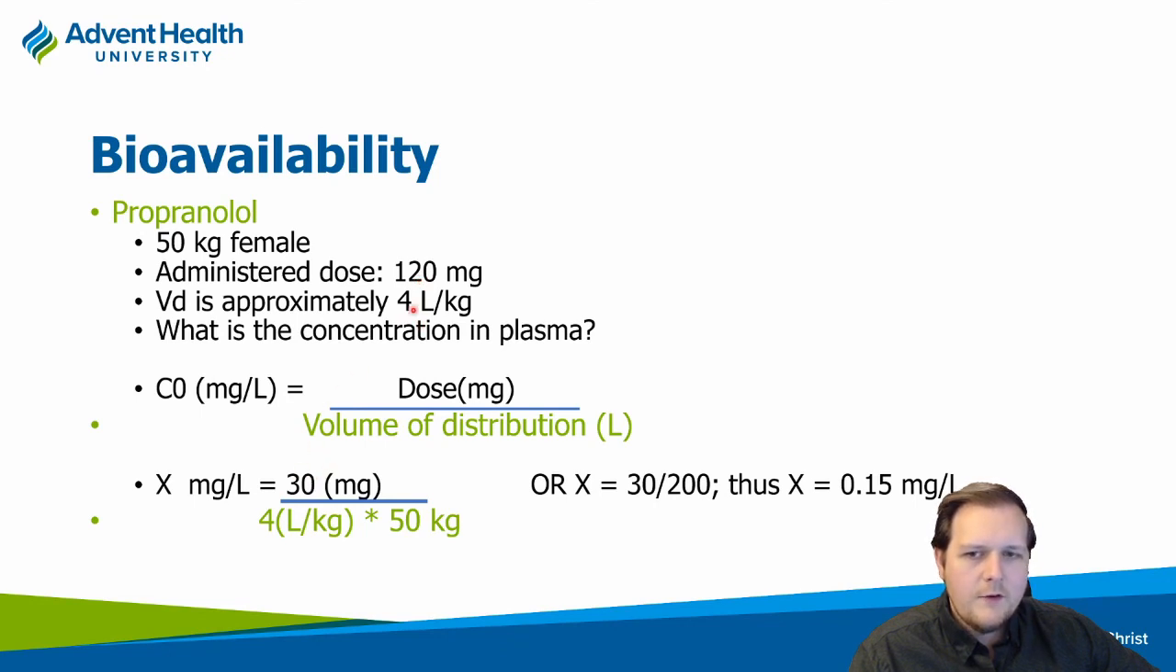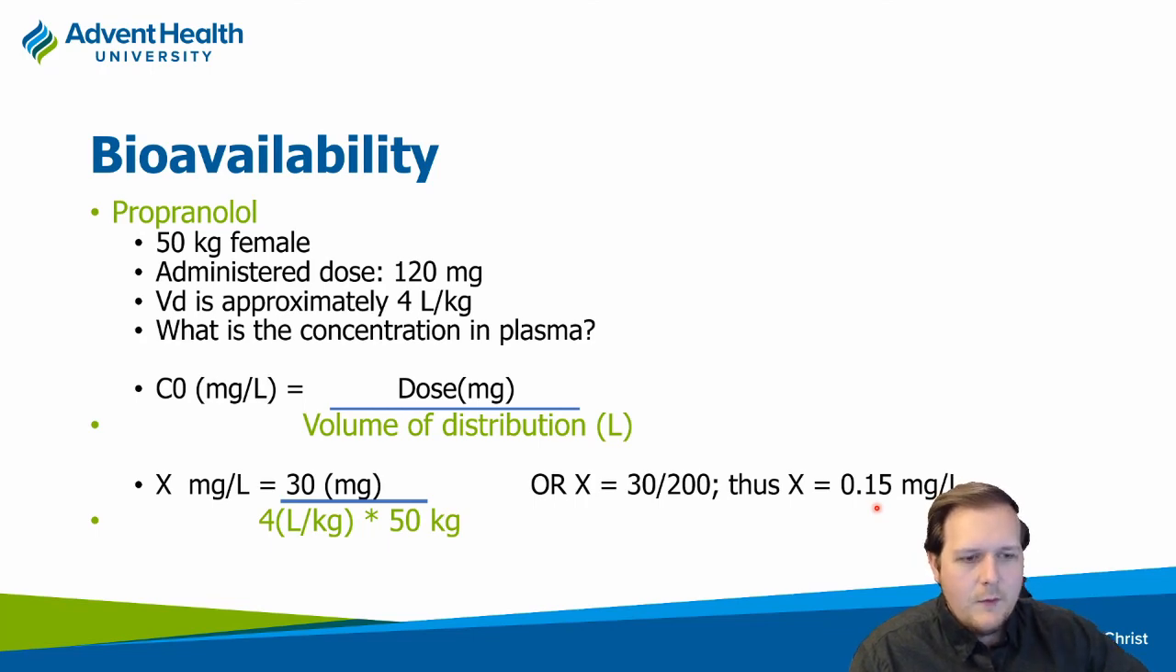And then I know my volume of distribution is going to be 4 liters per kilogram times that 50 kilograms. So now I know that my volume of distribution for that particular patient is 200 liters, which you can see right here. So now I have my dose divided by 200, so 30 over 200, I can estimate that that patient would get a level of 0.15 milligrams per liter. And if I look at the therapeutic range and see that it's in range, then I know that's a good dose for that patient.